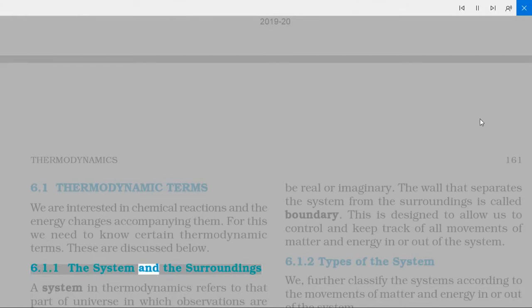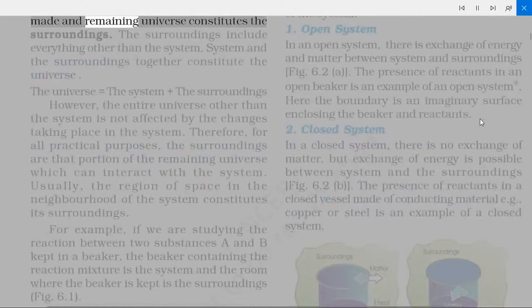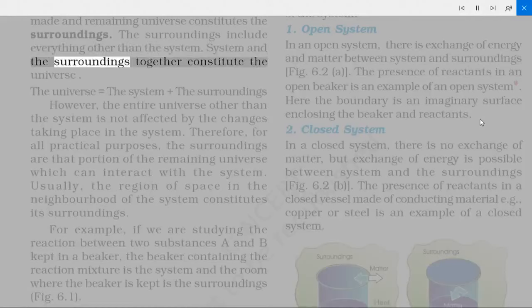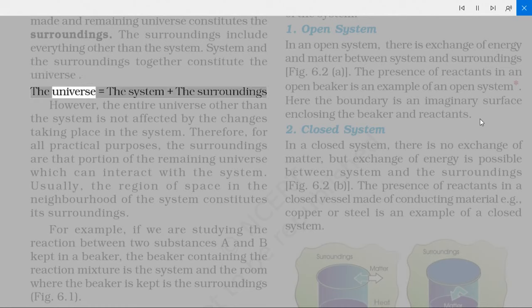The system and the surroundings. A system in thermodynamics refers to that part of the universe in which observations are made, and the remaining universe constitutes the surroundings. The surroundings include everything other than the system. System and the surroundings together constitute the universe. The universe is equal to the system plus the surroundings.